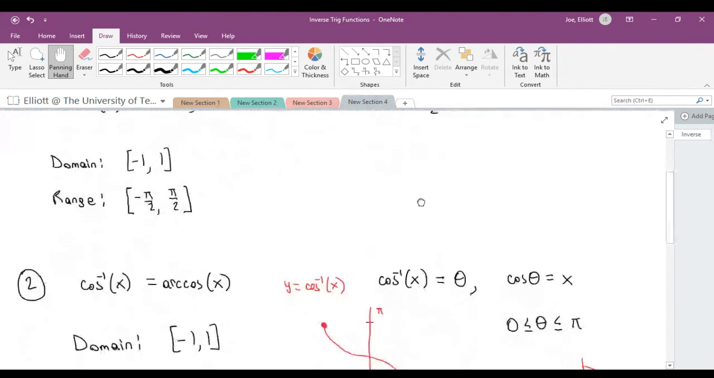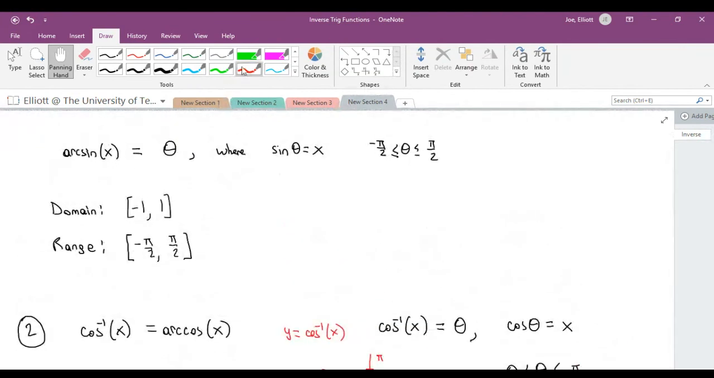And the arc sine would be kind of similar. Let's see here. So its domain is also minus 1 to 1. But its range is negative pi over 2 to pi over 2. So arc sine is actually going to start down and then work its way up, okay?